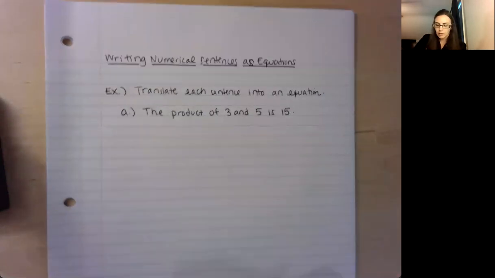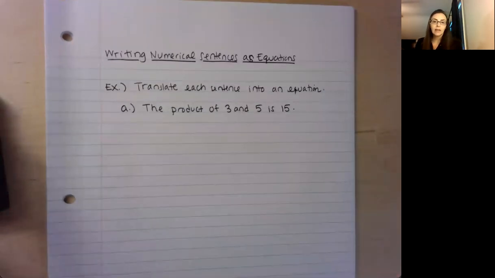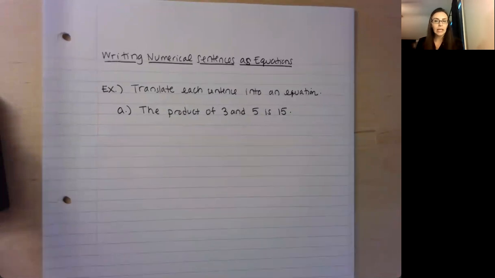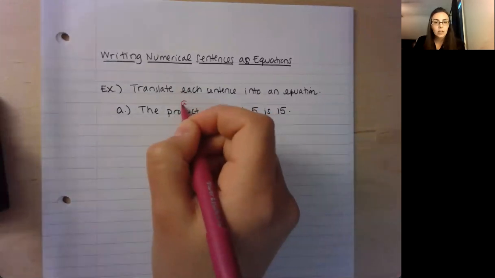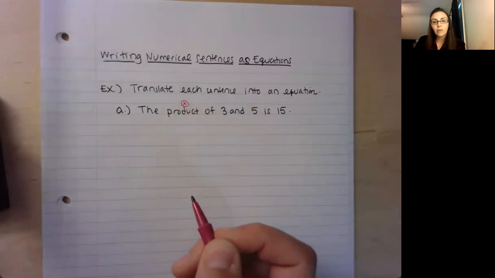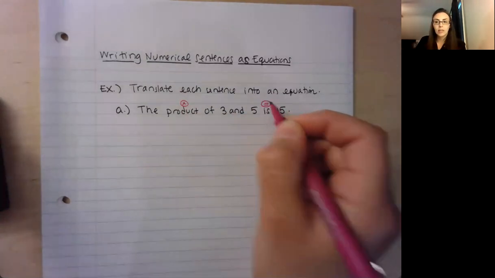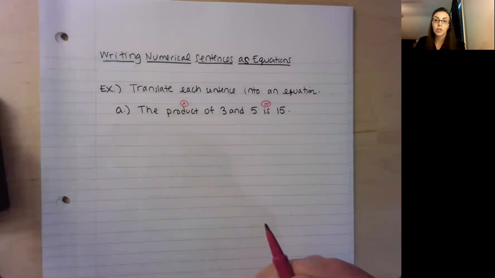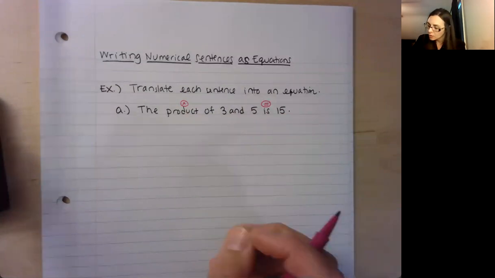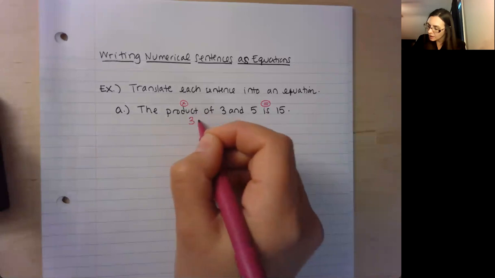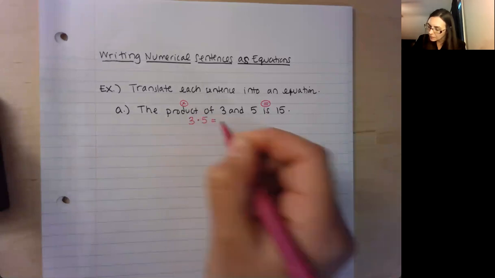So our first example is the product of 3 and 5 is 15. So I'm not even bringing in variables here yet. I'm just practicing writing. Remember, product means multiplication there. So we're multiplying 3 and 5. And is a keyword for equality. So that's one of those keywords you want to look for to represent an equation now. So this says 3 times 5 equals 15.